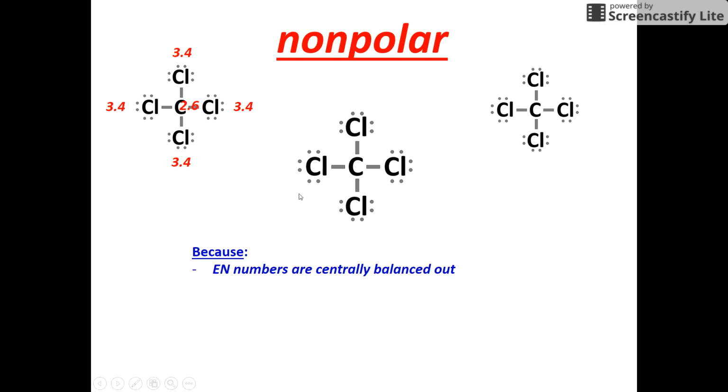The electronegativity numbers are all equally balanced out. Carbon is a little lower in the middle. The chlorine is quite a bit higher, around in every direction. So we've got four dipoles that balance each other out, with electrons being pulled in all four directions away from the central carbon.